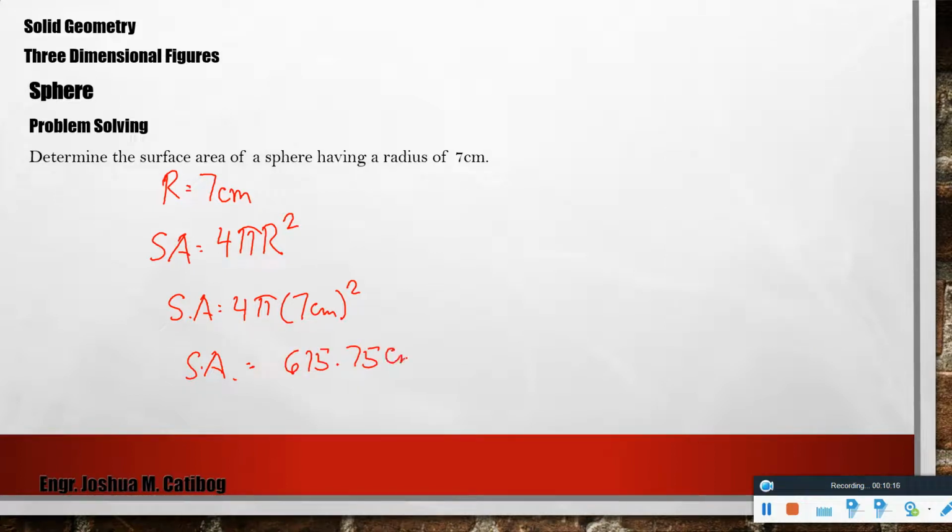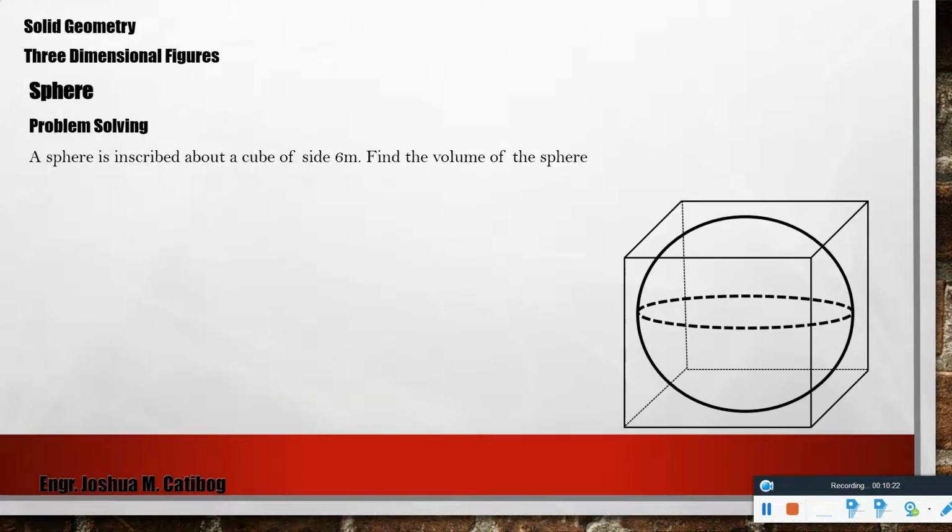So, the unit is in square centimeters. Okay, so napakasimple lang po nito. Okay, and last, hindi pa pala siya last, meron pa tayong ilang problems dito.